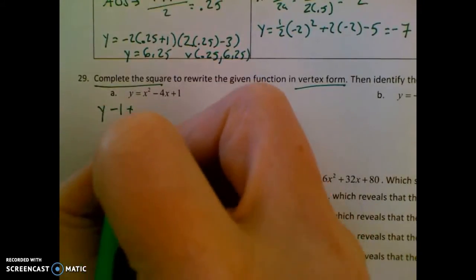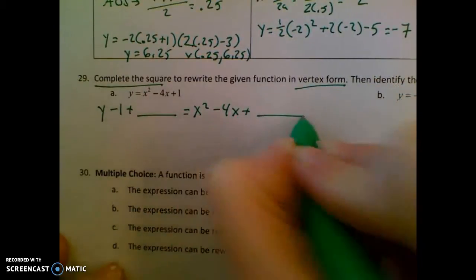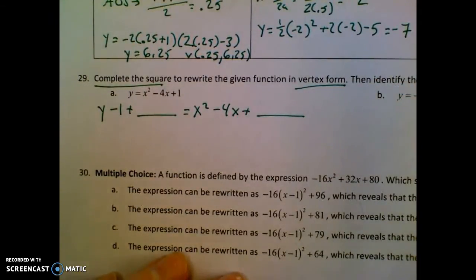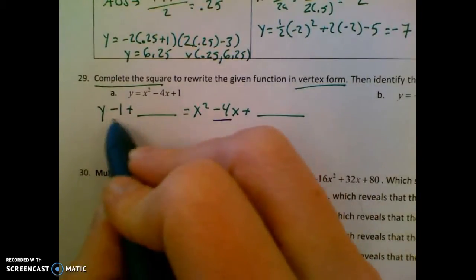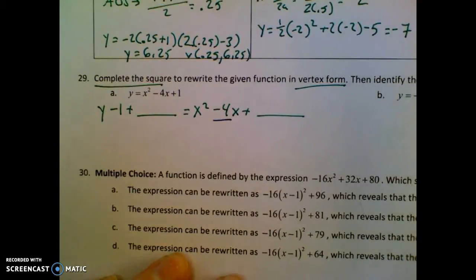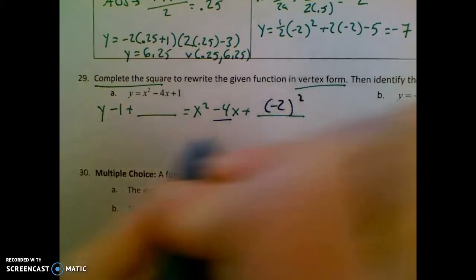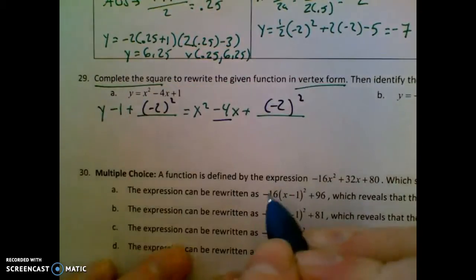So I'm going to go ahead and add myself some space. So I'm going to get x squared minus 4x plus some space. And then again, look at the b value. So even though this is the second thing on that side, go over here to the x, and whatever's attached to the x, you're going to cut in half. So I'm going to cut in half -4 to get -2 squared. Add that to both sides.